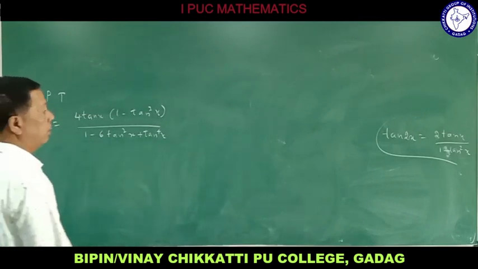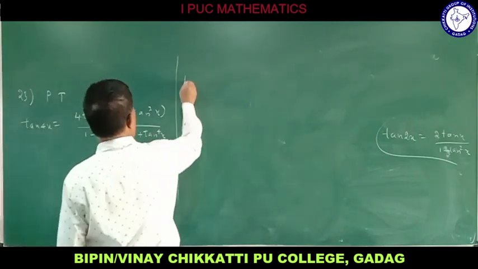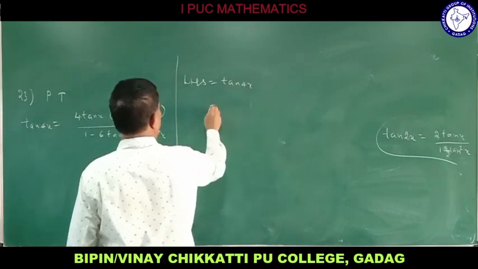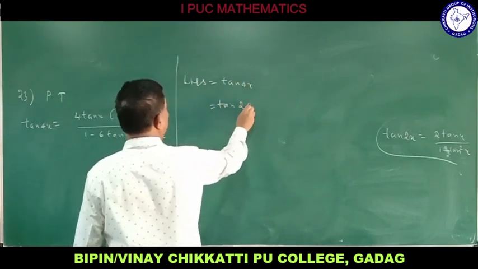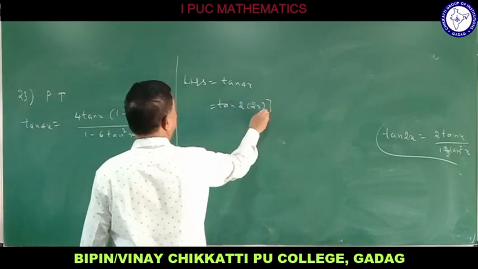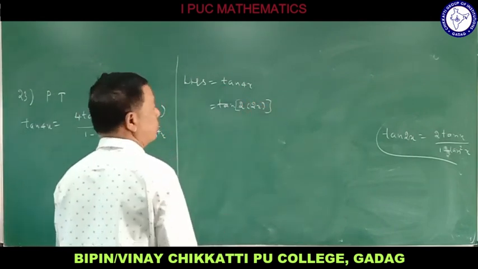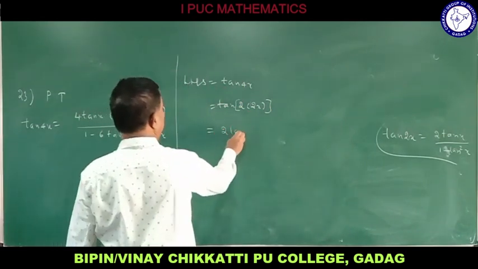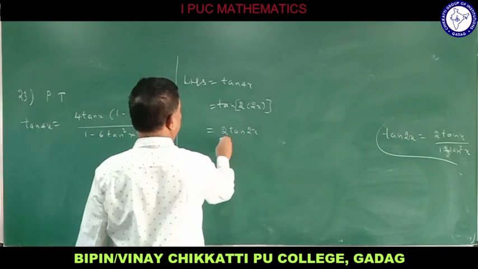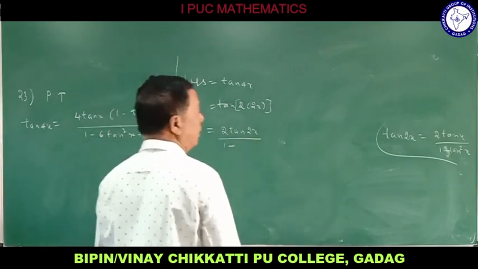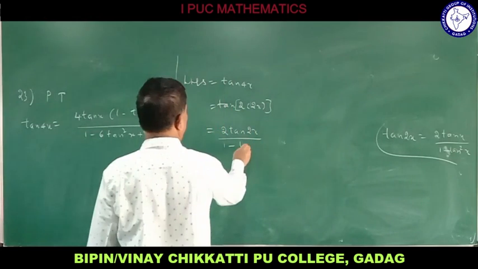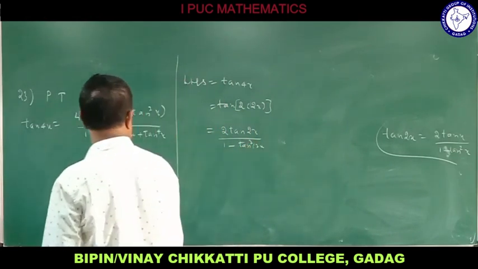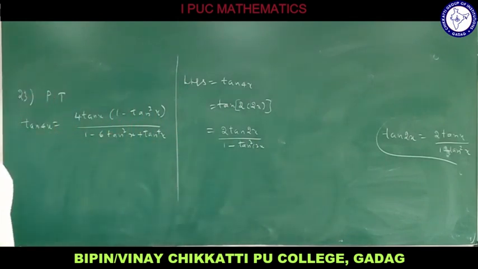So let us see one by one. First I take the LHS. LHS is what? Tan 4x. Tan 4x you can write as tan of 2 into 2x. So the tan 2x formula can be used. Tan 2x formula is 2 tan x, so this is 2 tan 2x divided by 1 minus tan square of 2x.